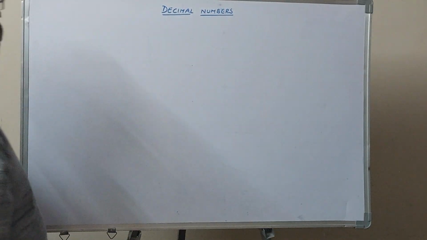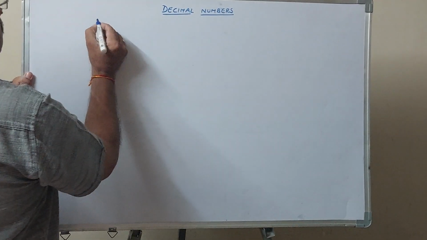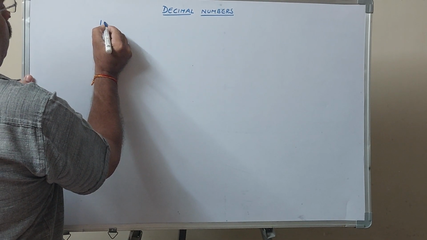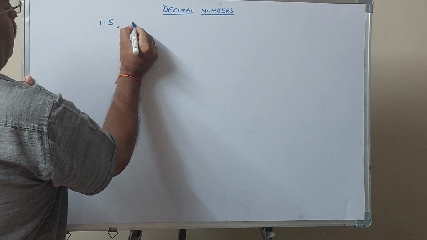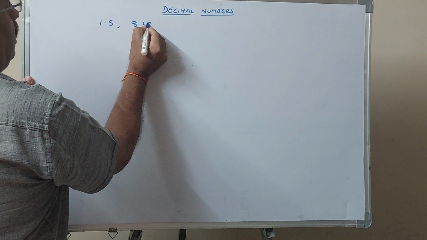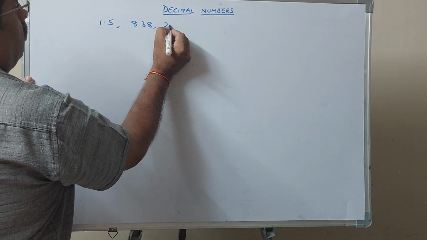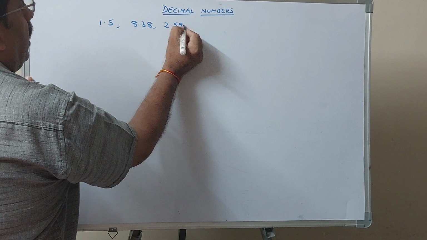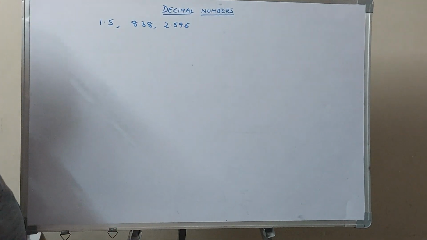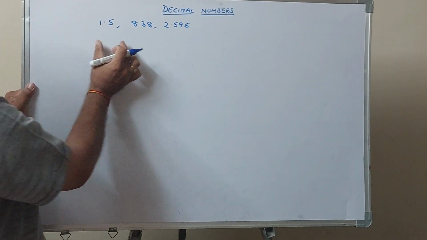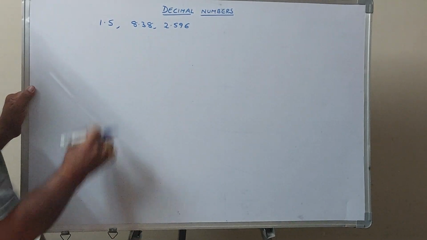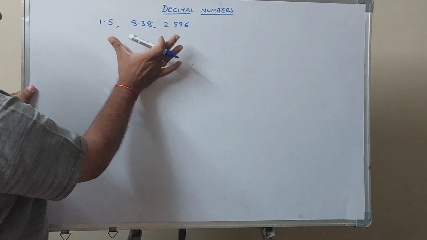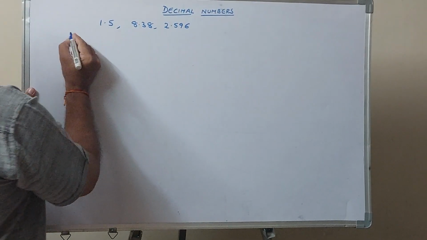Okay, so let us see these numbers: 1.5, 8.38, 2.596. These are also numbers having a point in it. Okay, the numbers having a point. These numbers are called decimal numbers.